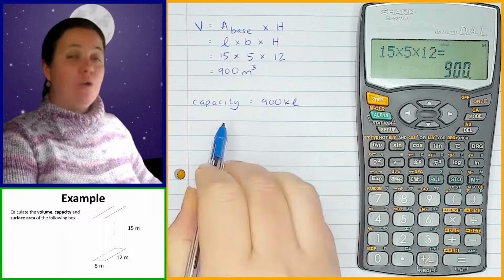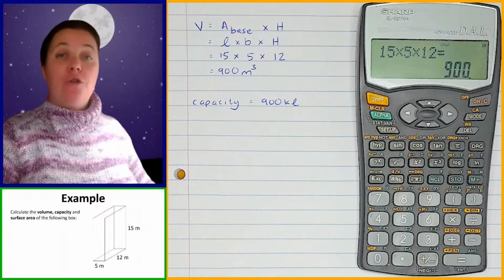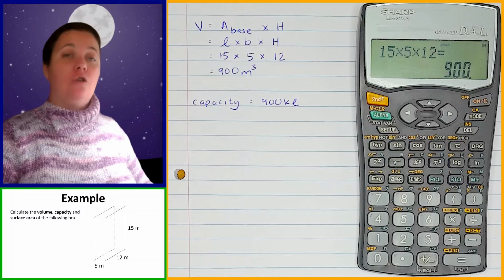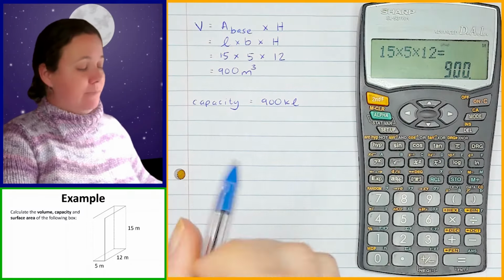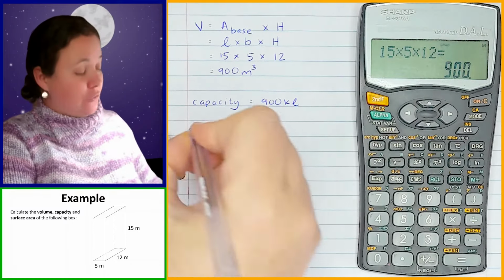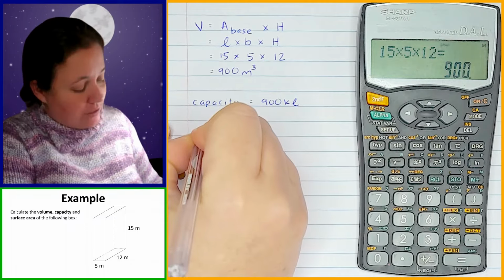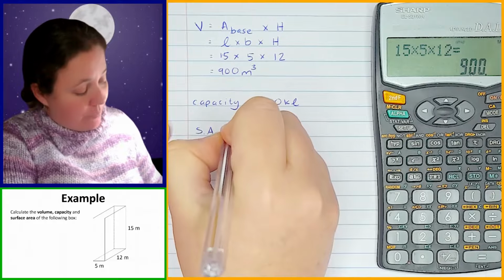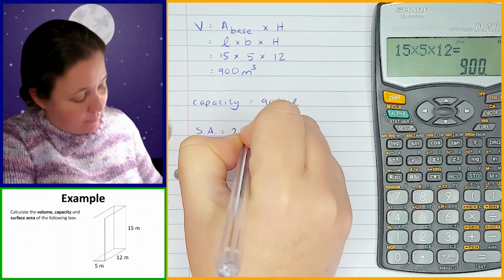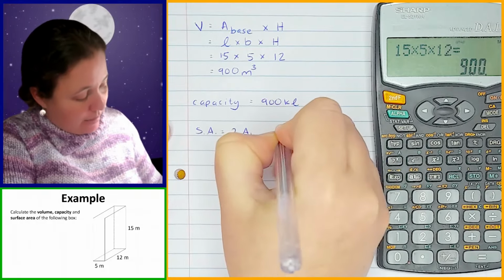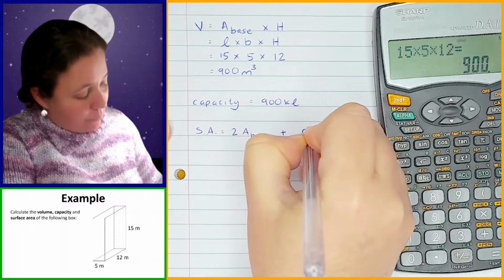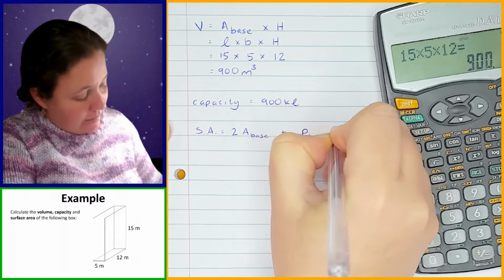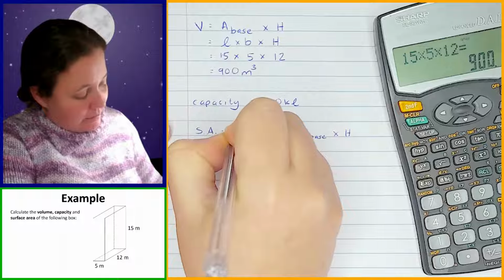So I didn't have to do any conversion first to a different unit of measurement for the volume. I could go straight to the capacity. Okay, now let's go and work out our surface area. So to work out the surface area, we're going to take 2 times the area of the base plus the perimeter of the base times the height.